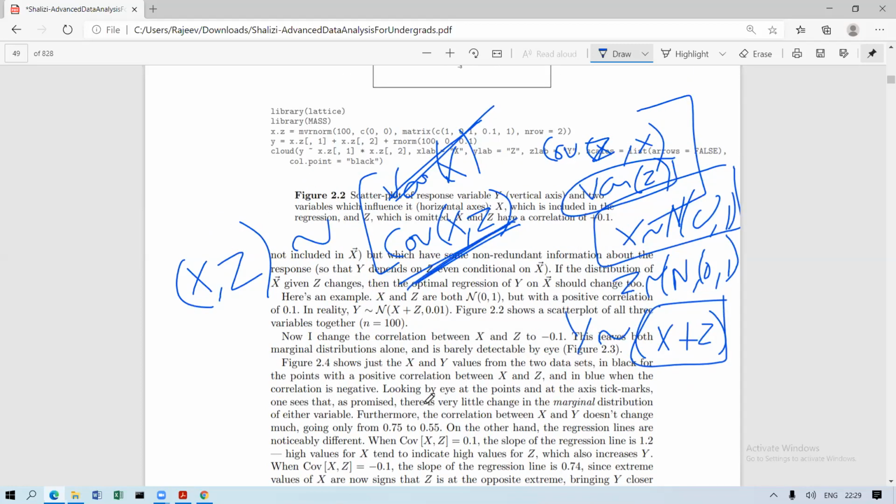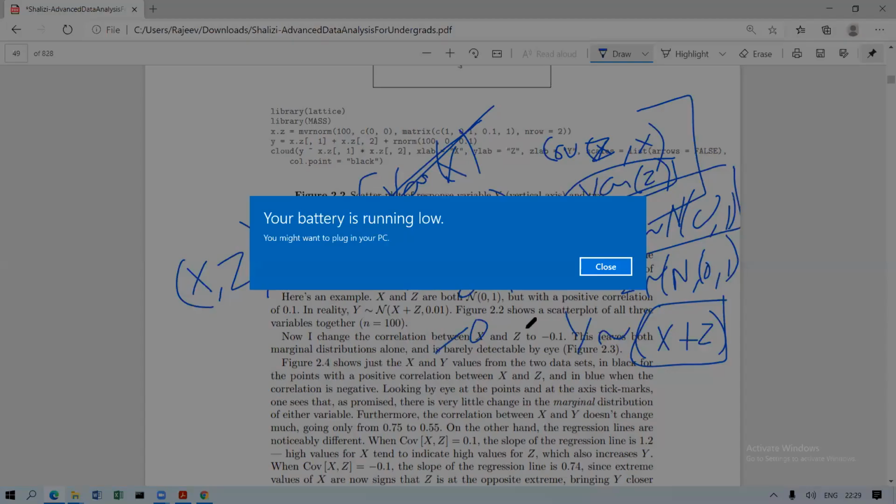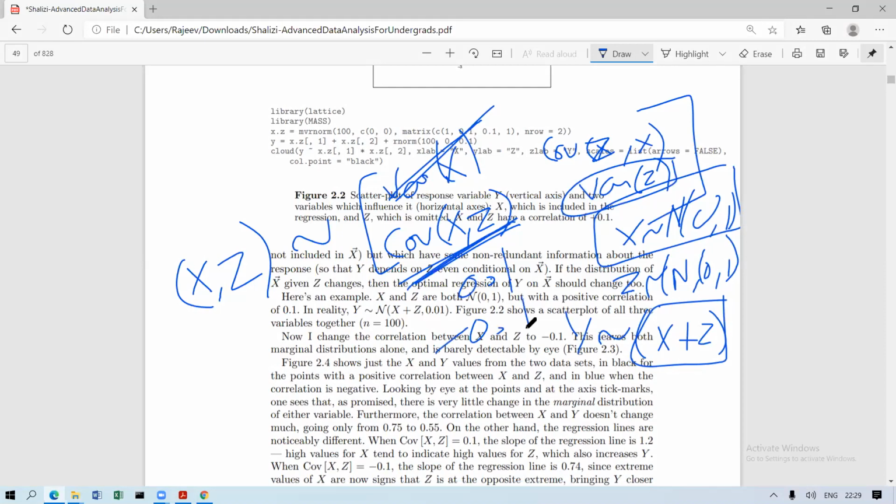So initially he took an example of 0.1 and then he took it as minus 0.1. Even this slight change in covariance completely changes your optimal predictor. And z is the omitted variables that you have not accounted for in your data.